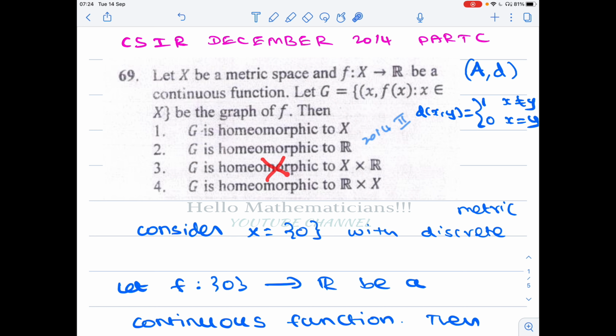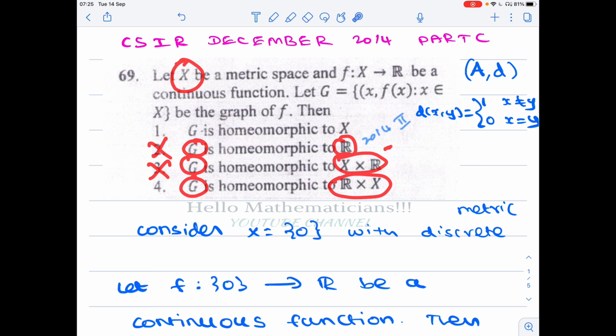Similarly, it cannot be homeomorphic to X cross R, because R, X cross R, R cross X, all these sets have uncountable cardinality. But by choosing X to be a finite metric space, G is a finite set. Okay, so all these G's are finite sets. R, X cross R, R cross X are uncountable sets, so there cannot be any bijection between them. Therefore, they cannot be homeomorphic either. So options 2, 3, 4 are all wrong. We just need to verify the first option.